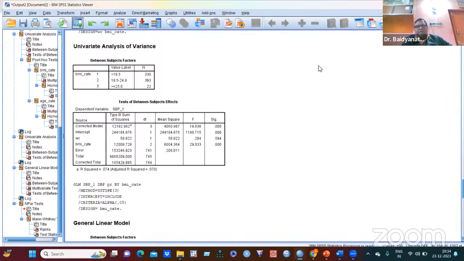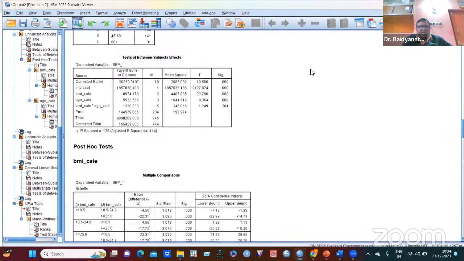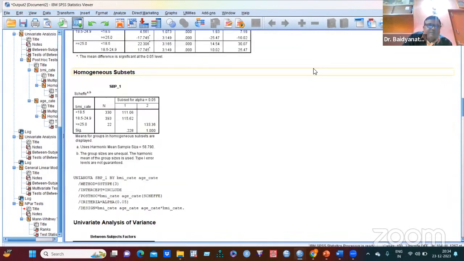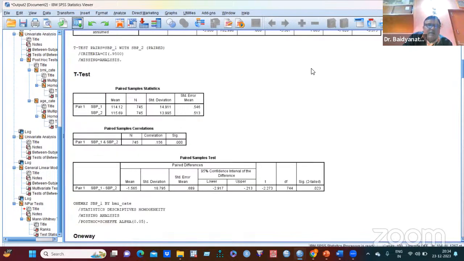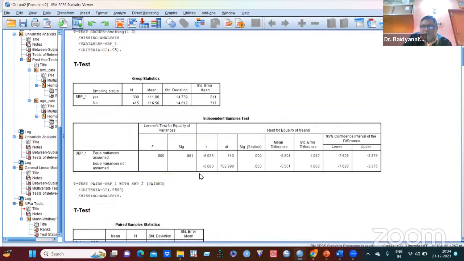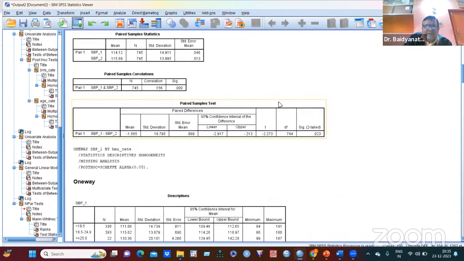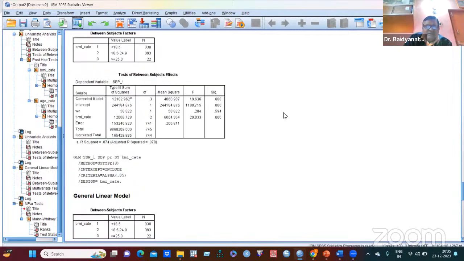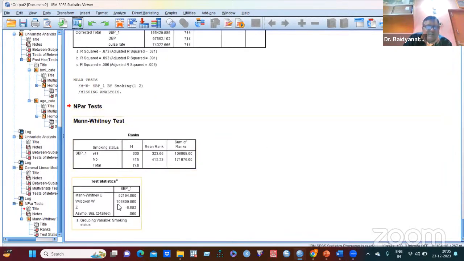And if we go to the independent t-test, that is significant also. This is the value, the independent t-test value. This is also significant, and here is also significant. That is the Mann Whitney test. Is it clear?